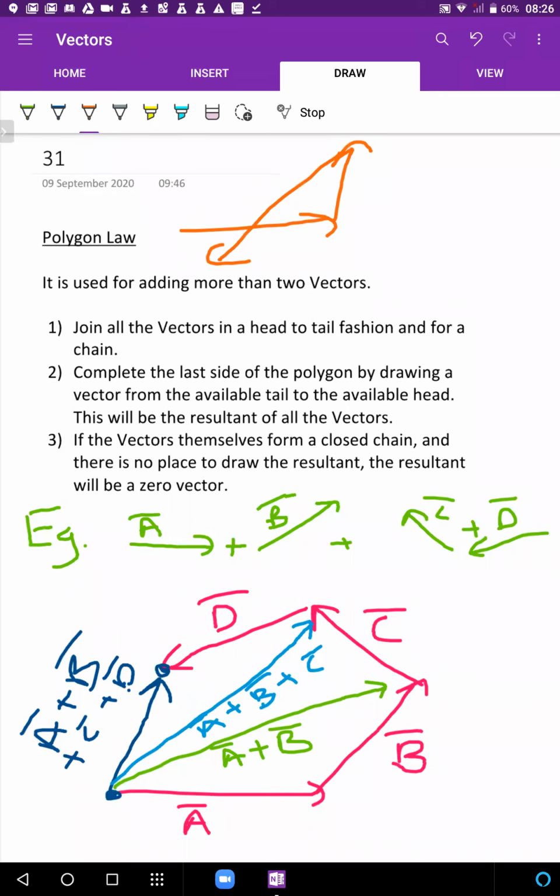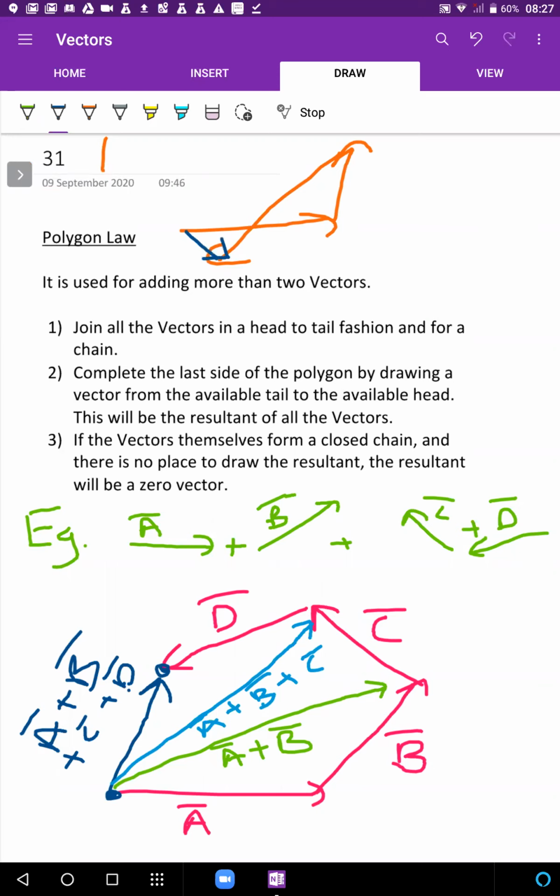हो सकता है if you change the order you may not see them intersect, but either way if you draw it and it turns out it's intersecting like this, doesn't matter, just follow the rules. ये एक बार तुमने head to tail ऐसा draw कर लिया, last vector is this one from the available tail to the available head. This is your last vector.